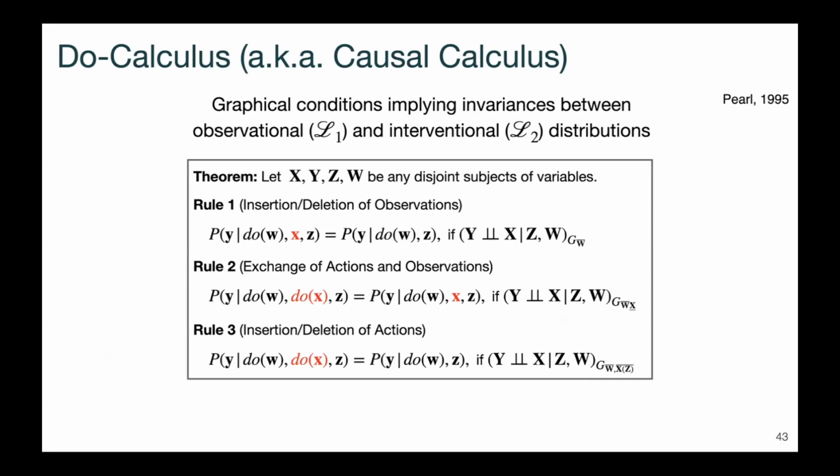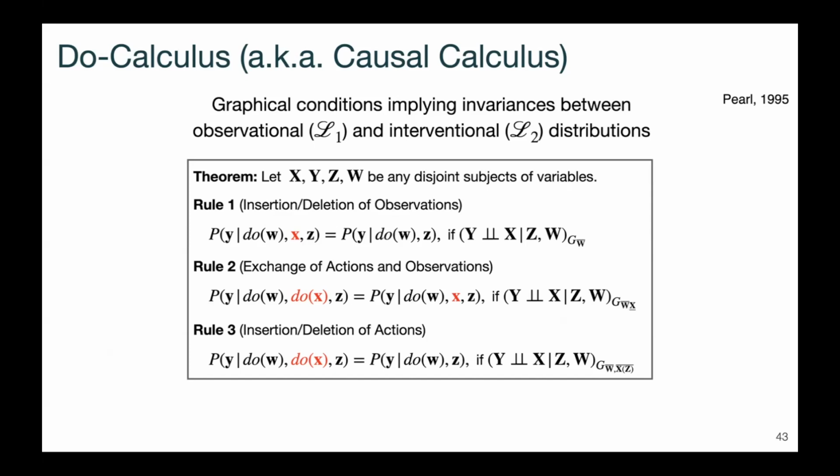It seems very easy just because it's three rules, but in practice you need several insights to know how to apply the rules one after the other. The goal is to apply these rules until you remove every do operator from your expression, because identifiability gives you an expression that maps the interventional distribution to an expression without the do. So if you apply these rules one after the other until you remove all the do's, you get identifiability.